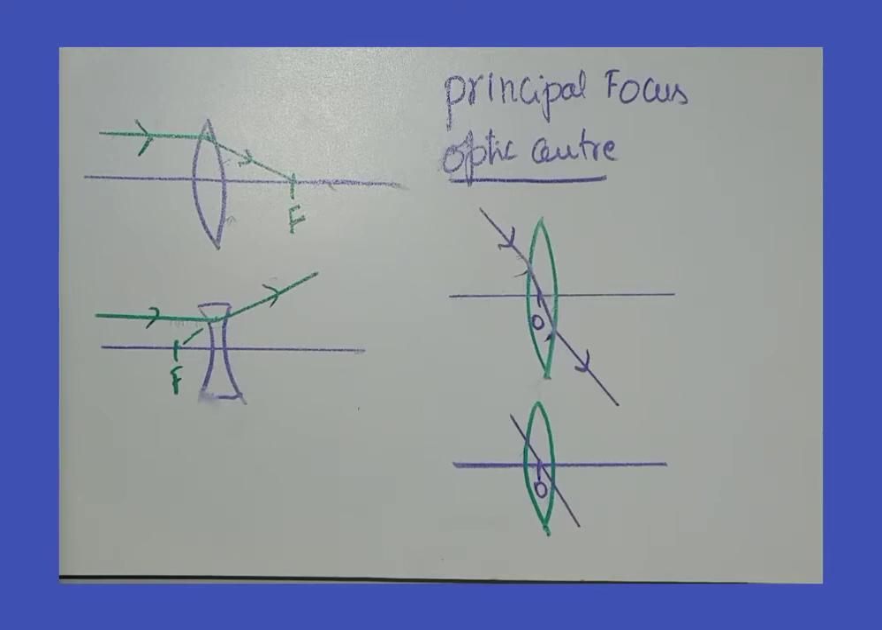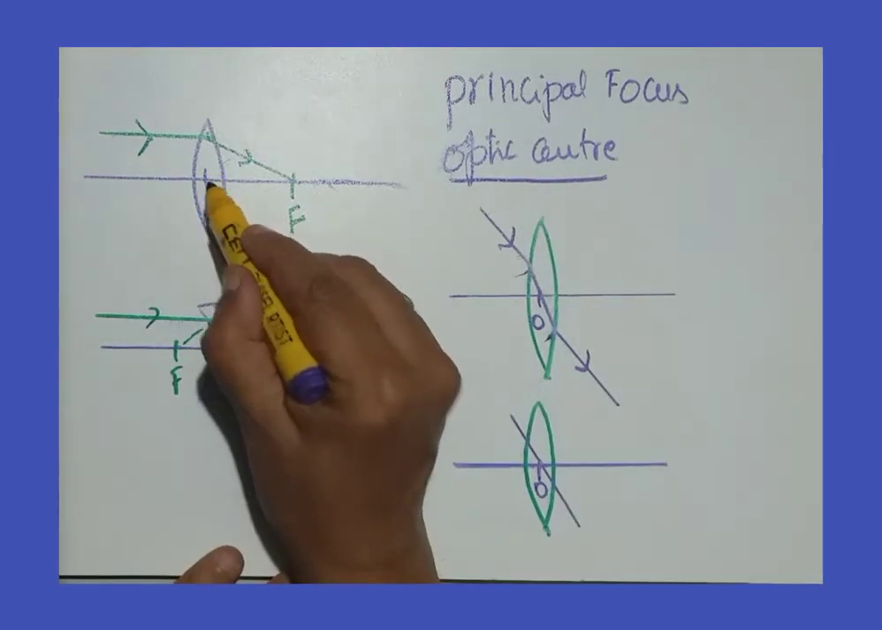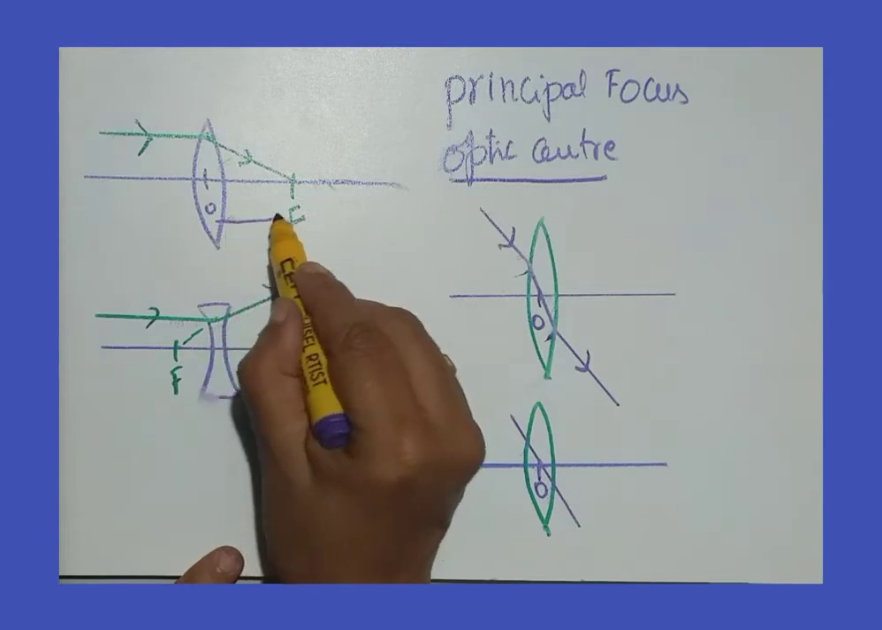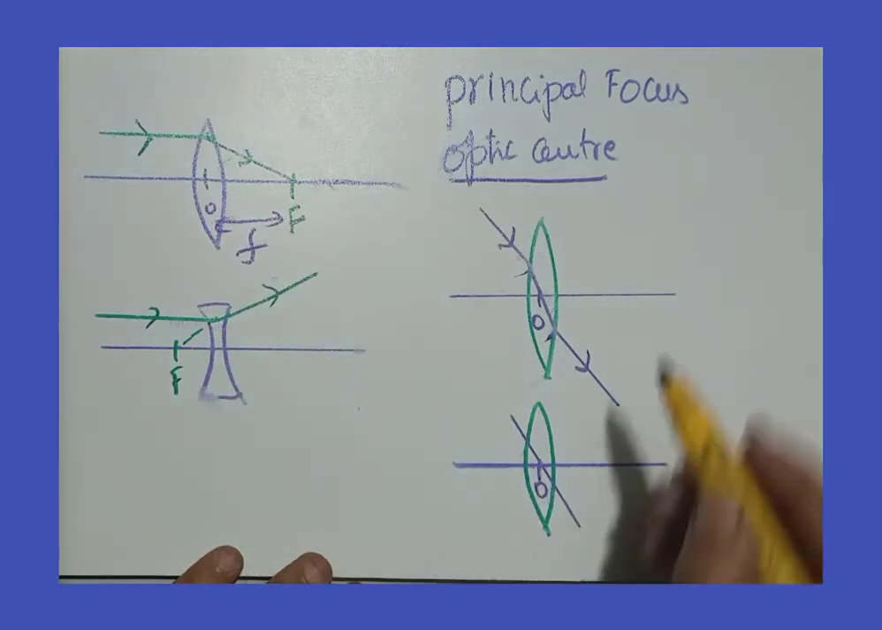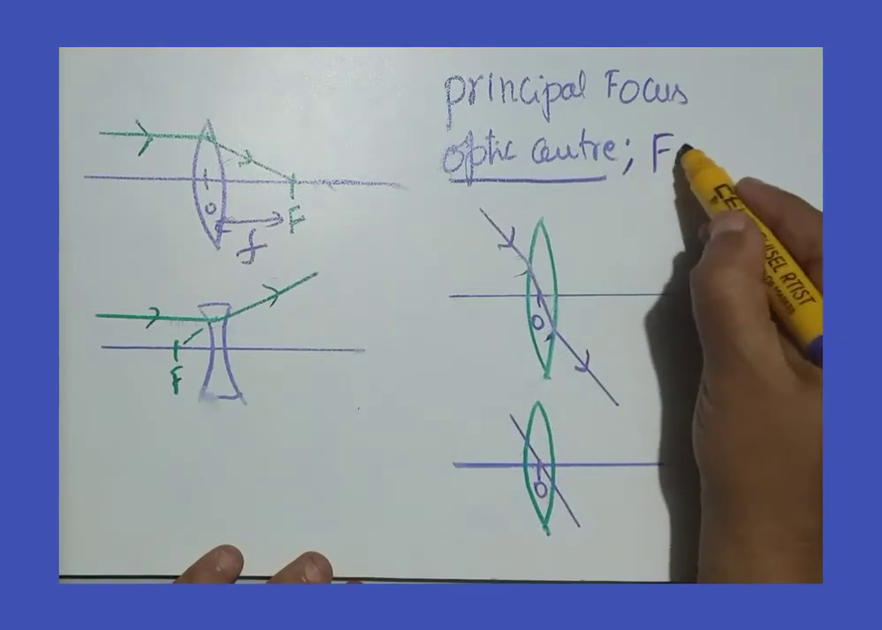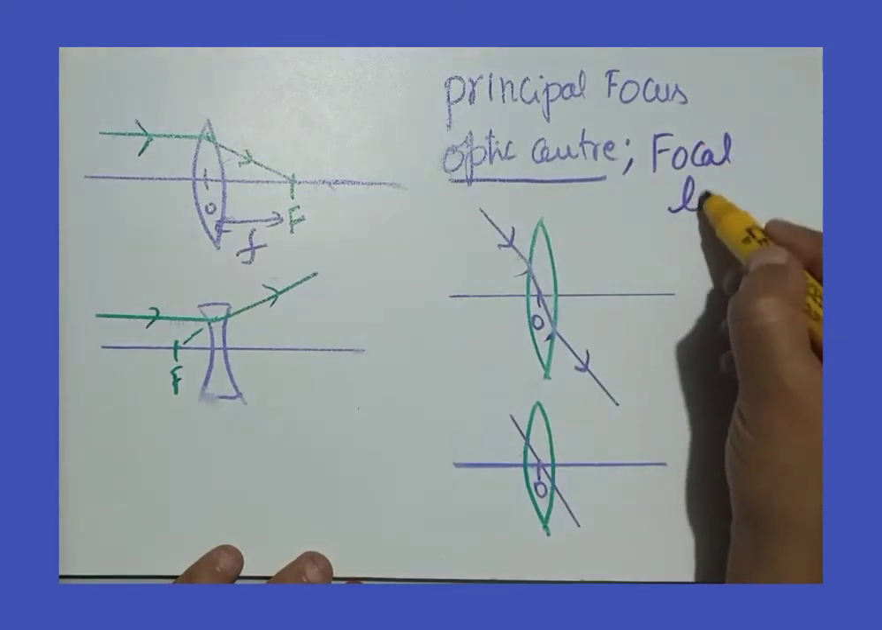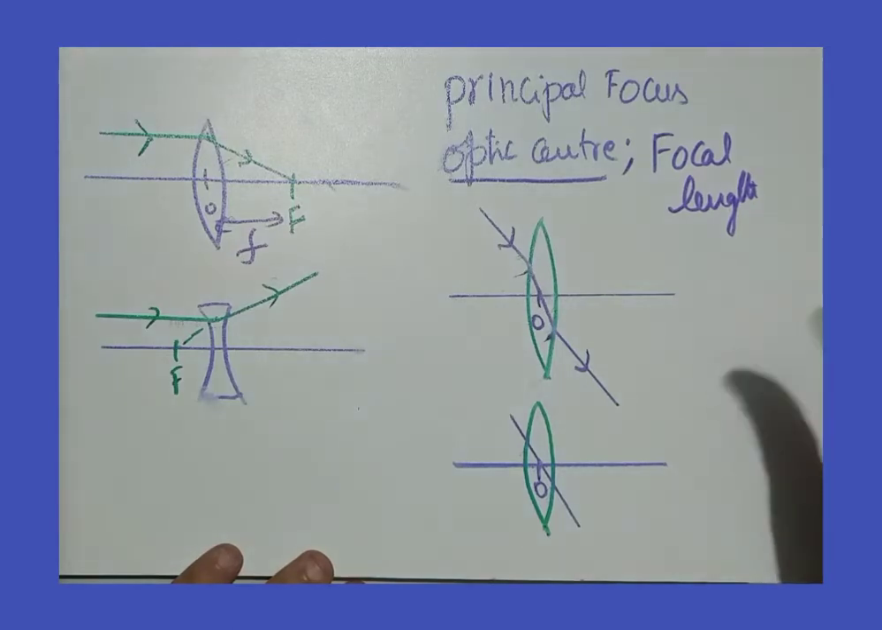Next, we want to learn another definition. Say, the distance between optic center to the focus is what we denote by small f, and it is called as focal length. Focal length.